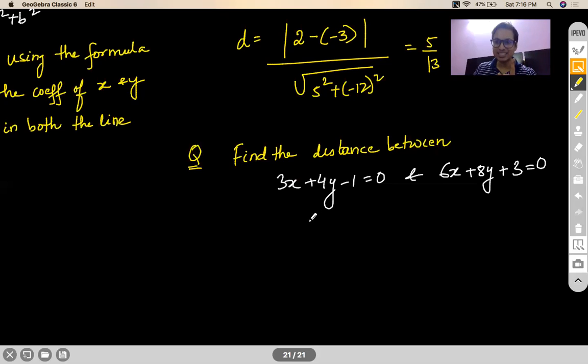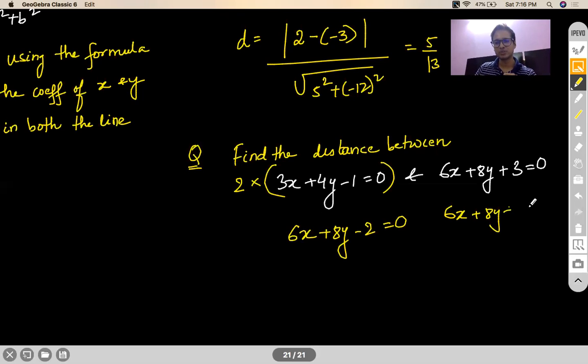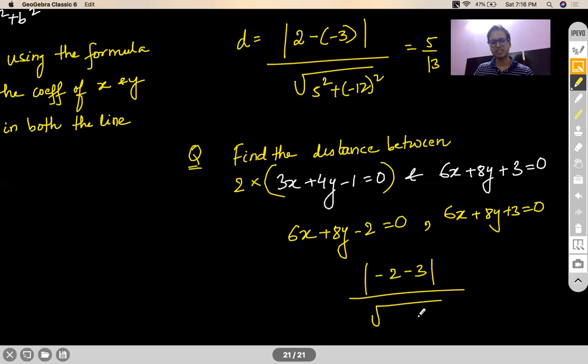Okay, so first thing, you have to make the coefficient of x and y same in both the equations. Here they are proportional, not the same, proportional. So what I'm going to do is I'm going to multiply this with a 2. So I'm going to use 6x plus 8y minus 2 equal to 0 and 6x plus 8y plus 3 equal to 0. Okay, so now mod of minus 2 minus 3 by under root of 6 square plus 8 square. So your answer will be half in this case.